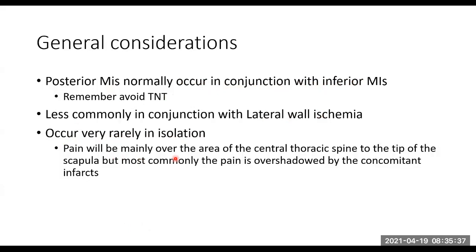The pain will mainly be over the area of the central thoracic spine to the tip of the scapula. Normally the pain is overshadowed by concomitant infarcts, so you'll have the pain of a lateral or inferior infarct as compared to the posterior side. But what happens if you do get a posterior? You've just got pain over the T-spine. So your patient comes in complaining of unexplained pain over the T-spine. Worrying, huh? Do a T-spine X-ray, NAD, go home.